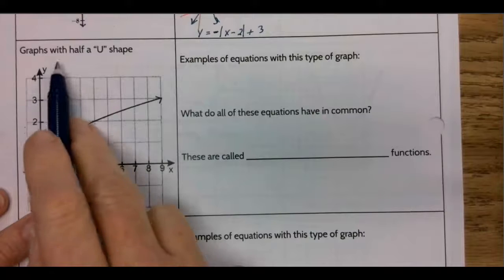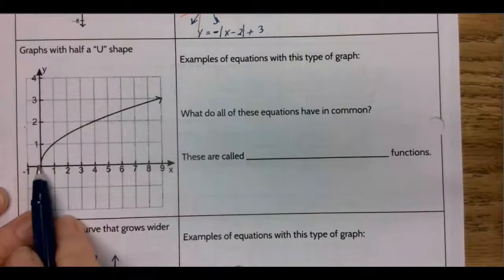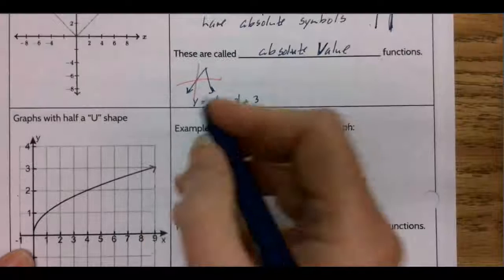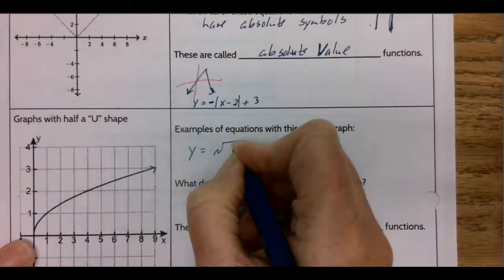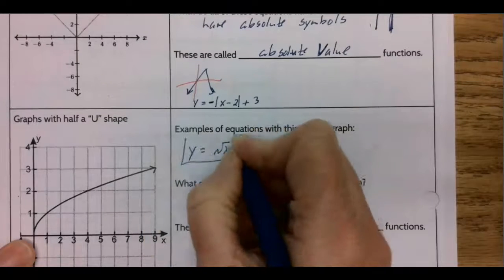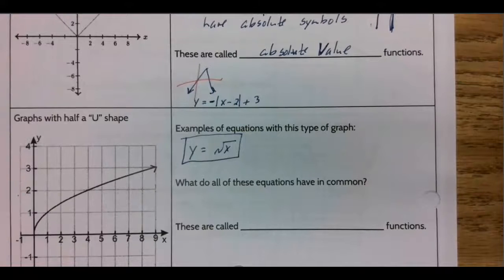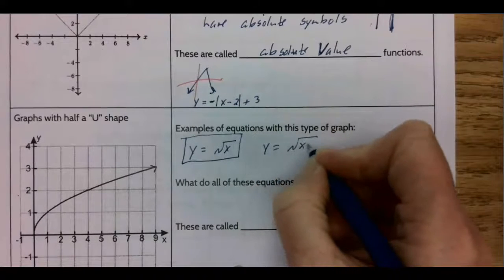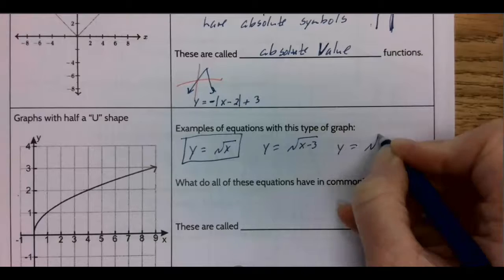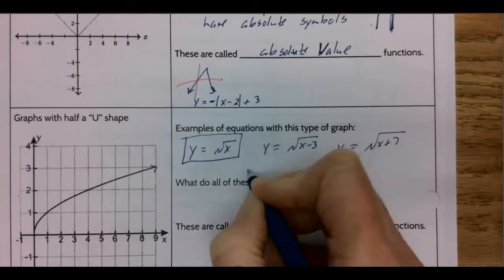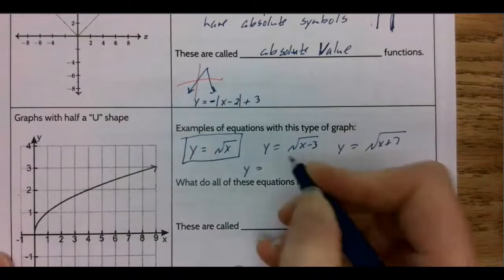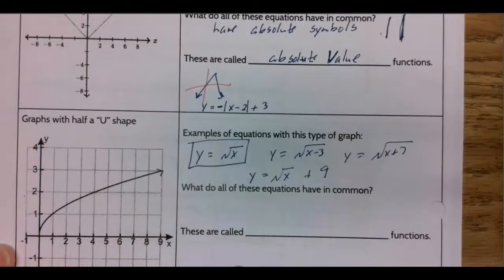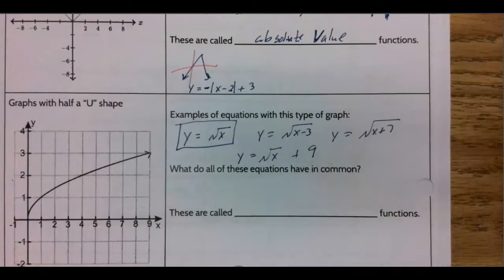Now this next one is a graph with a half of a U shape. It just goes over like this. Examples of these functions would be the parent function, y is equal to the square root of x. That is your parent function. Okay? But keep watching. Y is equal to the square root of x minus 3. Y is equal to the square root of x plus 7. Y is equal to the square root of x plus 9. Okay, notice the 9 is not underneath the square root.